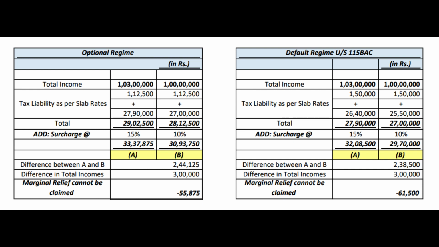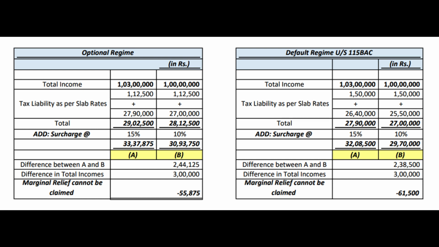Now, if the assessee's total income is 1 crore rupees, the tax liability will be rupees 1 lakh 12,500 plus 30% of 1 crore minus rupees 10 lakh. The total tax payable will be rupees 28 lakh 12,500, on which 10% surcharge is levied since the total income has not exceeded rupees 1 crore. The tax liability will be rupees 30 lakh 93,750.